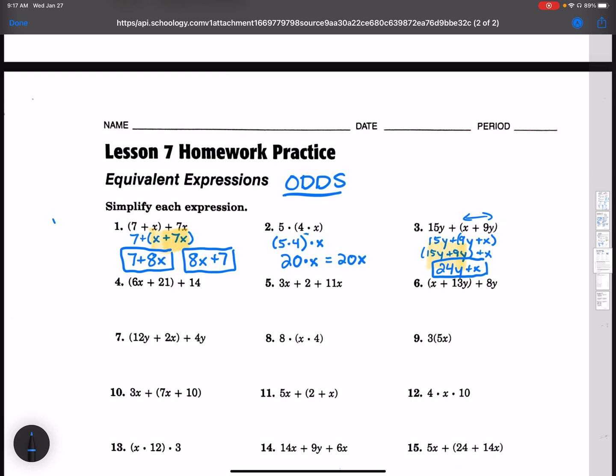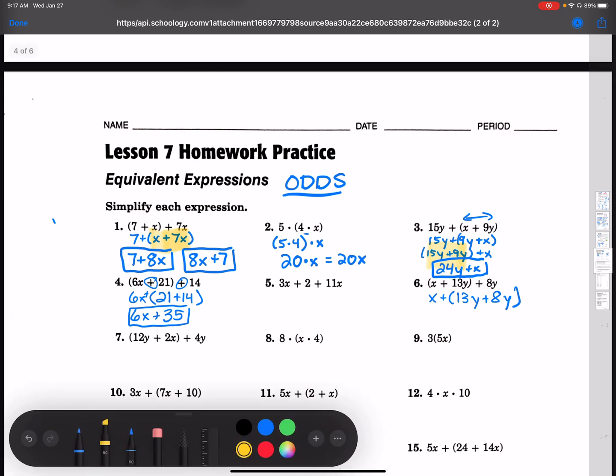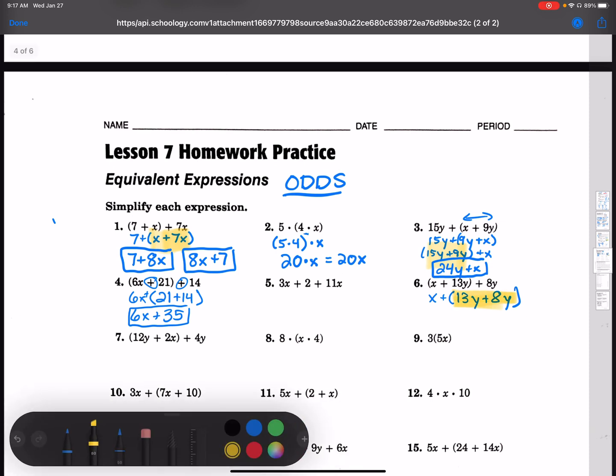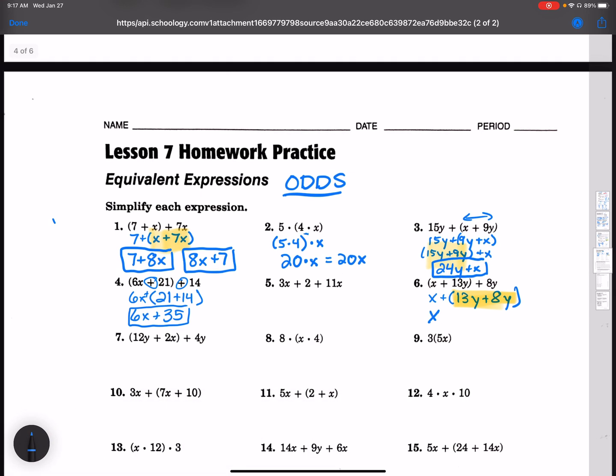Now, number 4, 6x, I'm going to put the like terms, oops, put that plus symbol, 21 plus 14, 6x, 21 plus 14 is 35. And it's very crucial, key, that you keep the symbols as they are, the operation, so this addition sign. Number 6, I'm going to move the parentheses so that I can add up the like terms. Again, the like terms are the y's. x plus 21y.